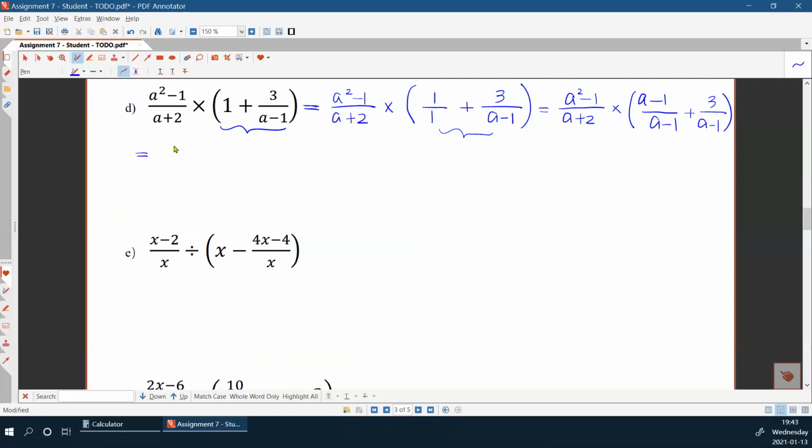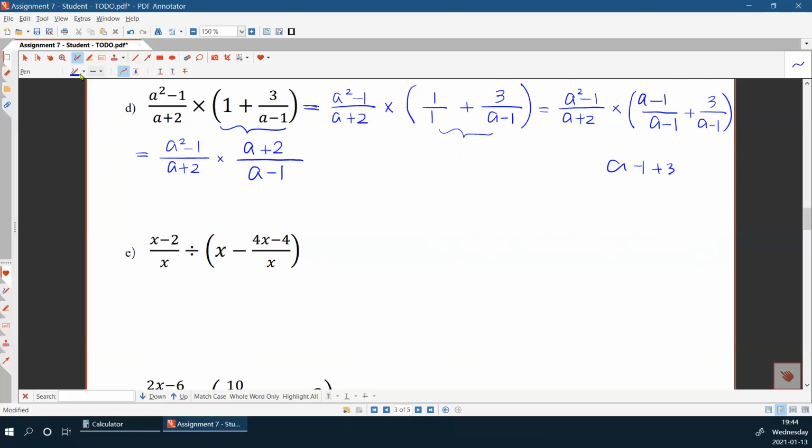Okay. First part unchanged. Second part now becomes a minus 1 as a denominator. And what is the numerator here? It's a minus 1 plus 3, right? Which is a plus 2, right?